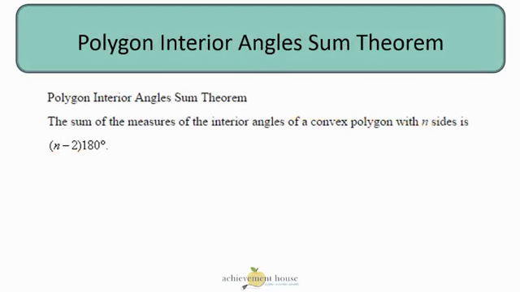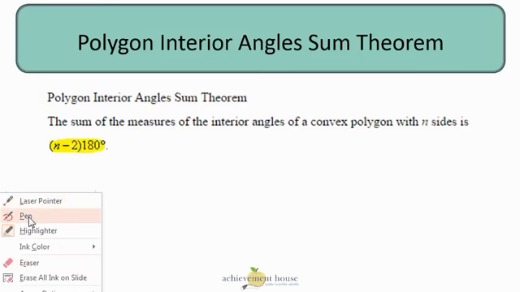The sum of the measures of the interior angles, this is the polygon interior angles sum theorem. So the measures of the interior angles of a convex, remember convex means that all the points lie on the exterior of the shape. So there are no points that go in, no cave-like parts of the polygon. So the sum of the measures of the interior angles of a convex polygon with n sides is n minus 2 times 180.